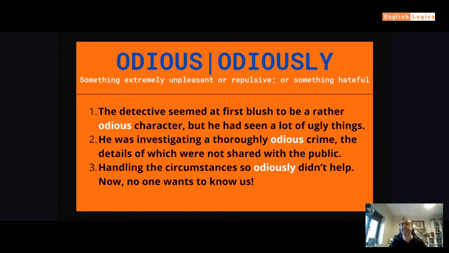So example 1. The detective seemed at first blush to be a rather odious character, but he had seen a lot of ugly things. Example 2. He was investigating a thoroughly odious crime, the details of which were not shared with the public. Example 3. Handling the circumstances so odiously didn't help. Now no one wants to know us.